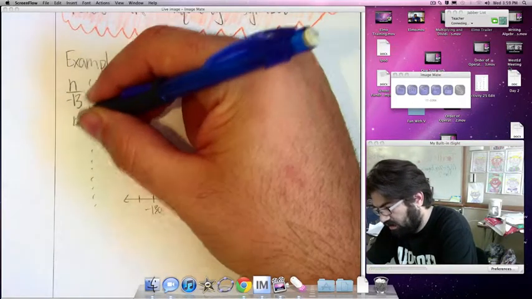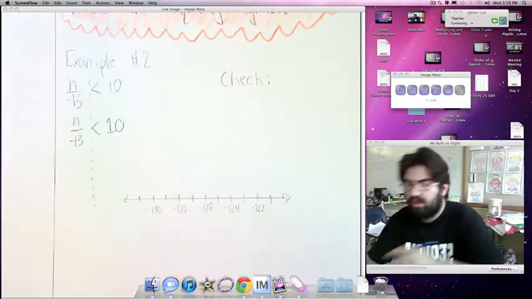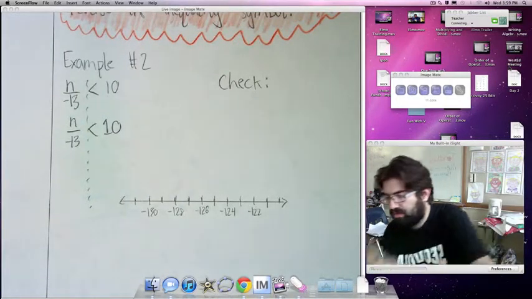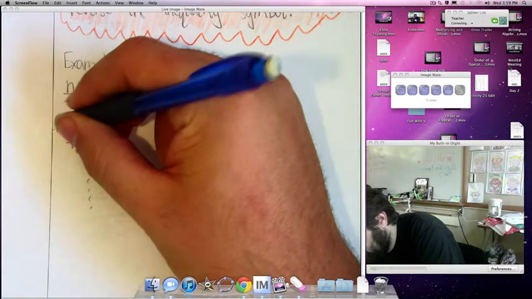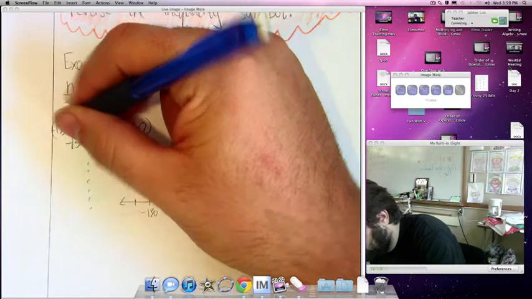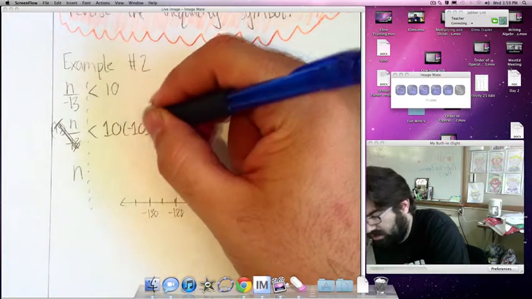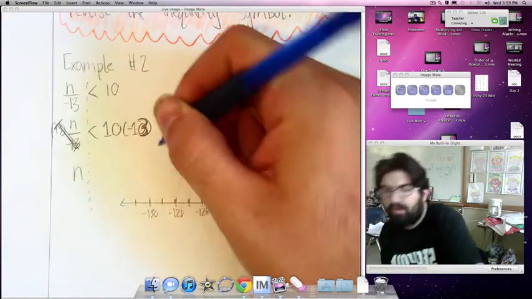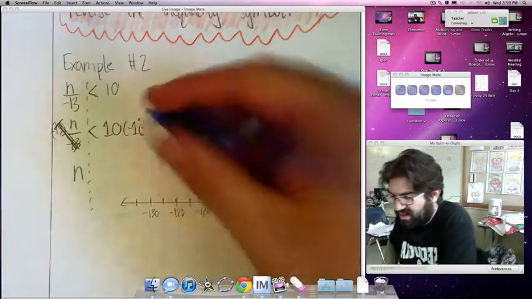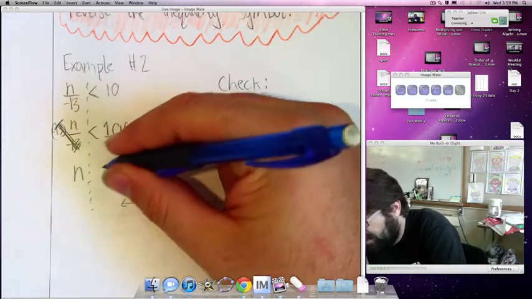I'm going to rewrite. See, the opposite of dividing, the inverse of dividing, is multiplying. So I'm going to multiply by negative 13. This equals 1. So n and a negative times... Oh, this is 13. By the way, multiplying by 10, coolest number ever, right? If we're just multiplying by 10, we just add a 0 to 13. And positive times a negative is a negative.